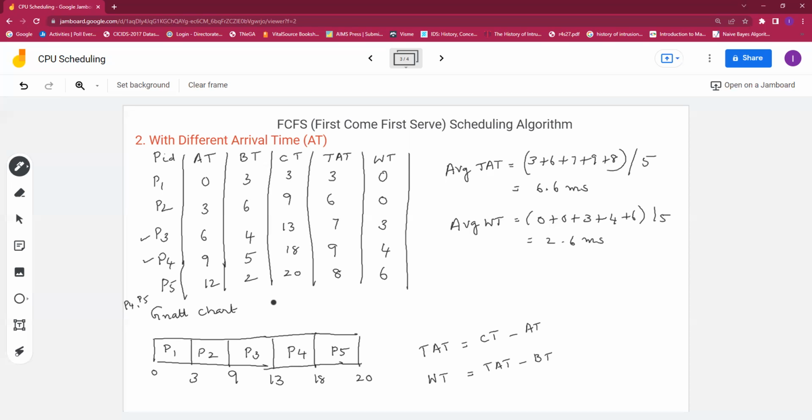So this is how your FCFS scheduling algorithm works with different arrival times. In the next video, we'll see how the same FCFS scheduling algorithm works with different arrival times, and it will have some idle CPU sessions. We'll see that in the next video.